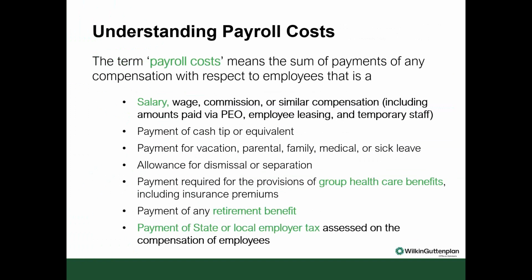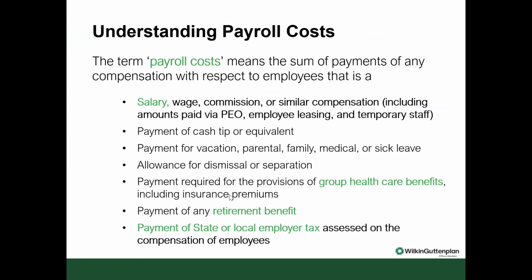We add to that the employer portion of expenses incurred in connection with group healthcare benefits, which is principally in the U.S. health insurance premiums. There could be other elements that are included in there, but it's principally health insurance premiums. We also add to that the employer portion of any retirement benefits that are provided. And last but not least, we add the employer portion of state and local employer taxes that is assessed on the compensation of the employees.